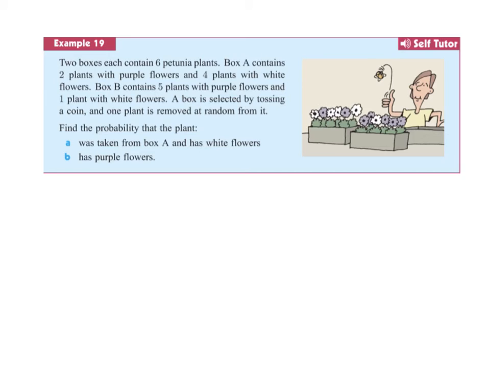So we know that we have to choose between box A or box B, but we're going to choose either box A or box B through a coin toss, where you have a 1 in 2 chance of getting either a heads or a tails. So half and half, right? There's a 50% chance that you'll get box A and a 50% chance that you'll get box B because it's based on a coin toss.